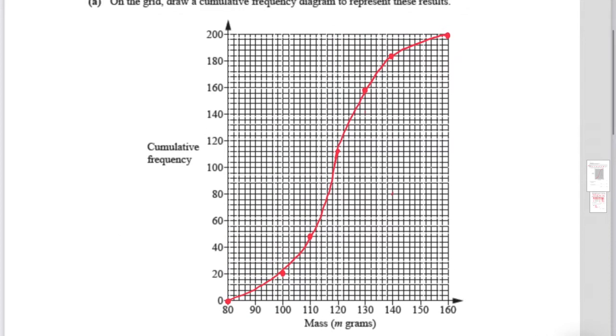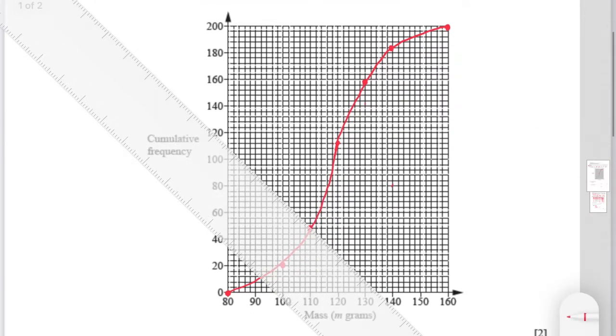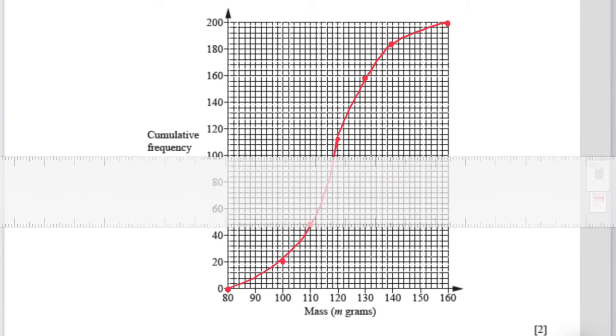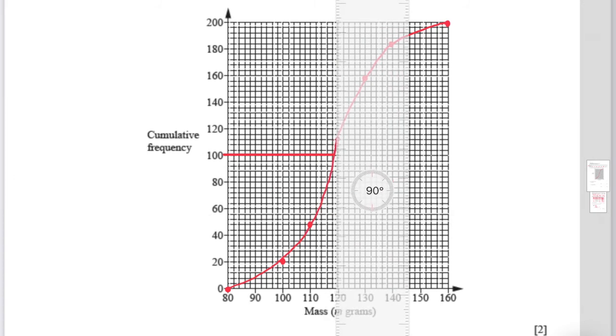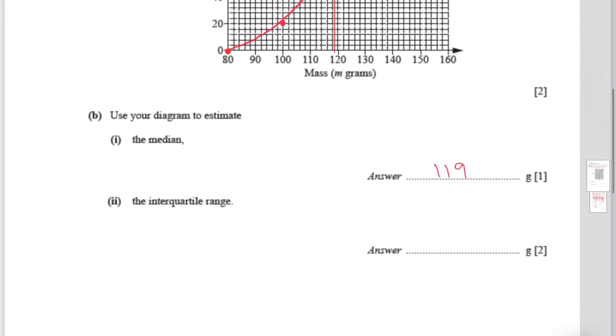Now in order to find the median, we need to find the middle value of 200, which is 100, and plot a horizontal line connecting the curve with that line, and then a vertical line connecting that point with the line that we have over here. One second. Yeah, let's draw this. It is supposed to be like this, so it's going to be 119. Yes, perfect.